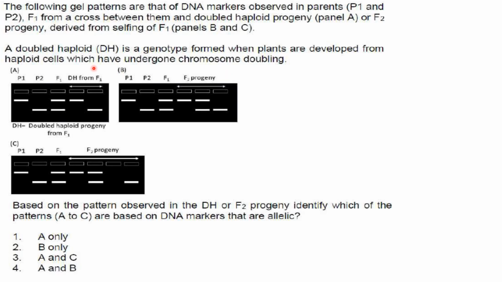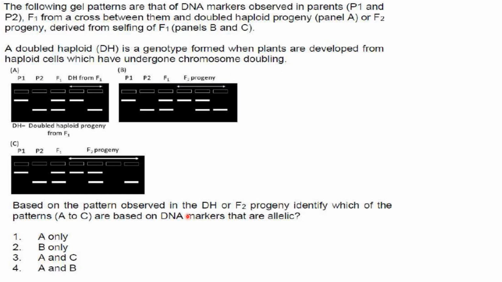Double haploid is a genotype formed when plants are developed from haploid cells which have undergone chromosome doubling. From the diploid plant, you isolate the pollen grains or the egg cells, and they will be homozygous for all the genes because they are haploid. Then you add chemicals like colchicine for chromosome doubling of these haploid pollen grains and egg cells, and you develop plants from them. So it is called double haploid plants.